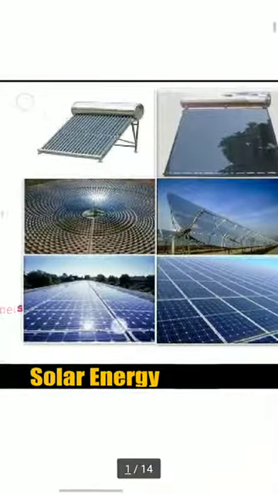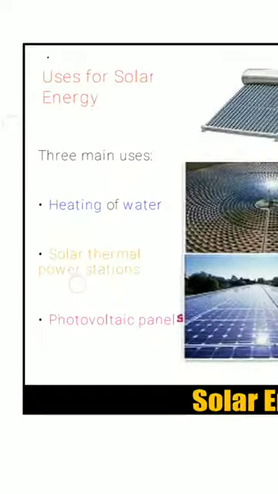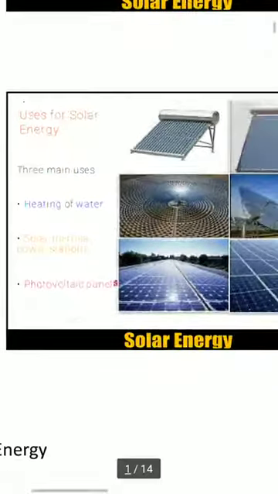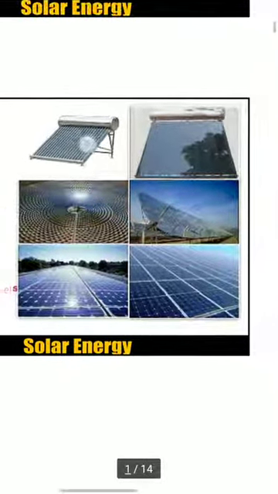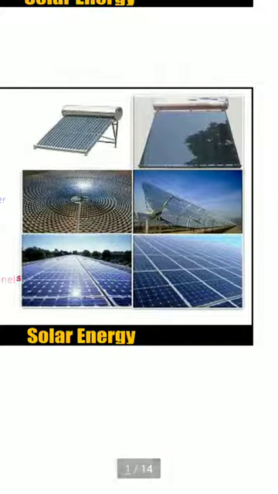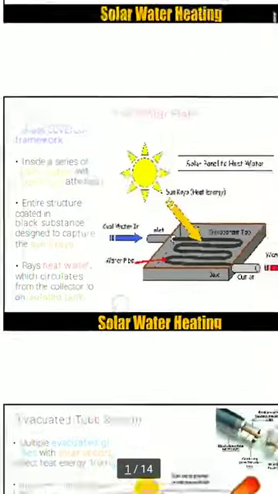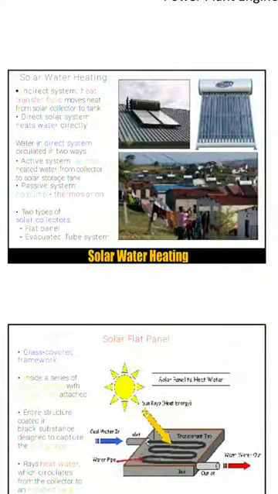So as we know the basics of solar, we use solar energy for three main purposes: for the heating of water, solar thermal power stations for generation of electricity, and photovoltaic panels, where the energy is directly converted to electrical energy. These are the basic components of solar: water heating, concentrated type, and photovoltaic cells. Today's lecture is about the basics. We will move into detail in the upcoming lectures.